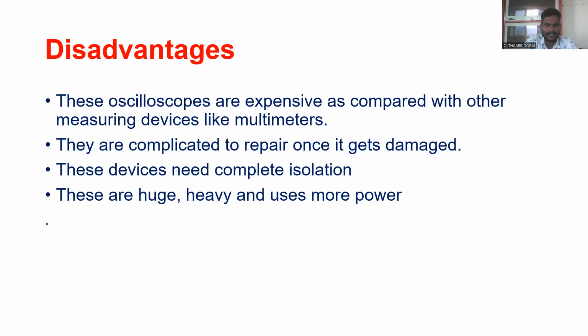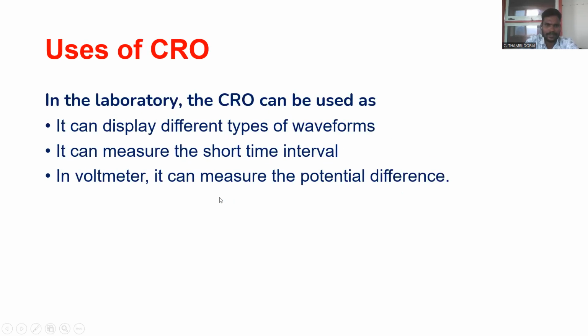Next, disadvantages of CRO. These oscilloscopes are expensive compared with other measuring devices like multimeters. They are complicated to repair once damaged. This device needs complete isolation. These are huge, heavy, and use more power.